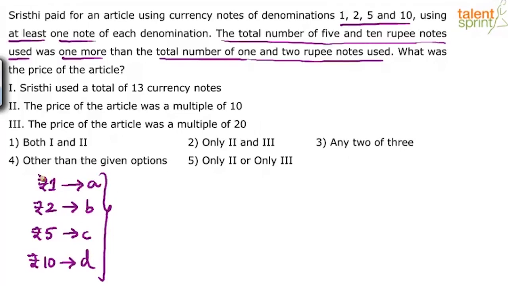The other point given in the question statement itself is that the total number of 5 and 10 rupee notes, which is C plus D, was one more than the total number of 1 and 2 rupee notes. So C plus D is equal to A plus B plus 1. Total number of 5 and 10 rupee notes, C plus D, is one more than the number of 1 and 2 rupee notes, A plus B plus 1. So that's another point which is given in the question.